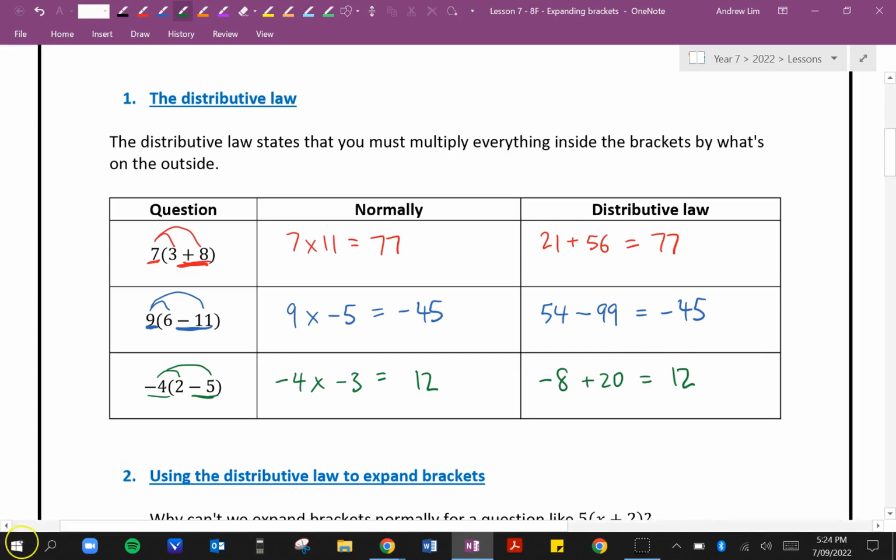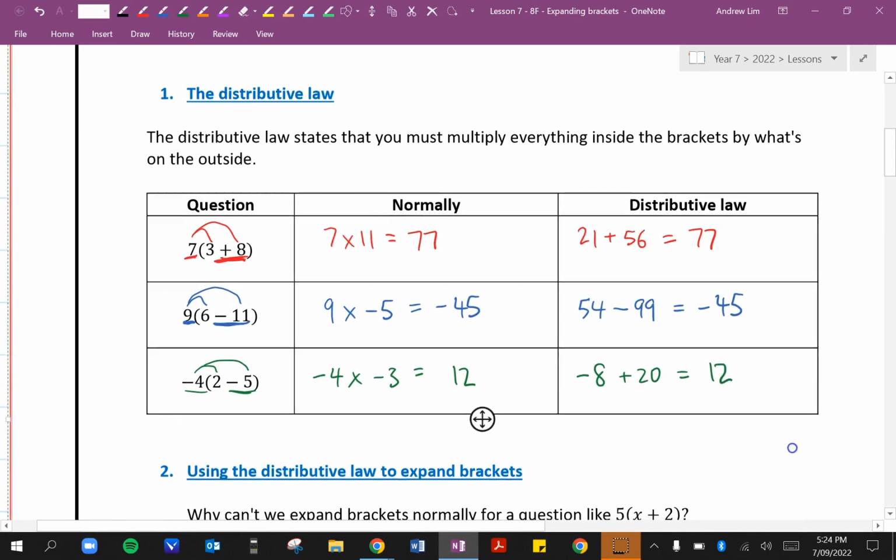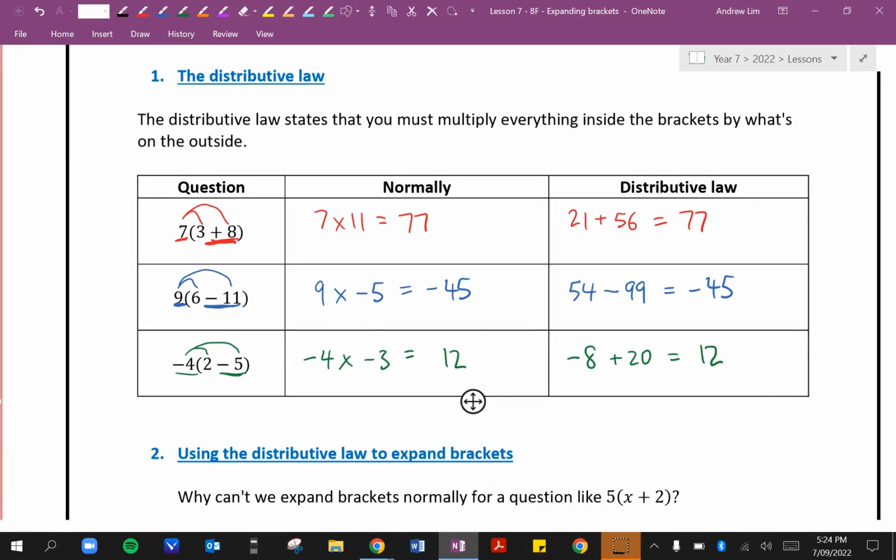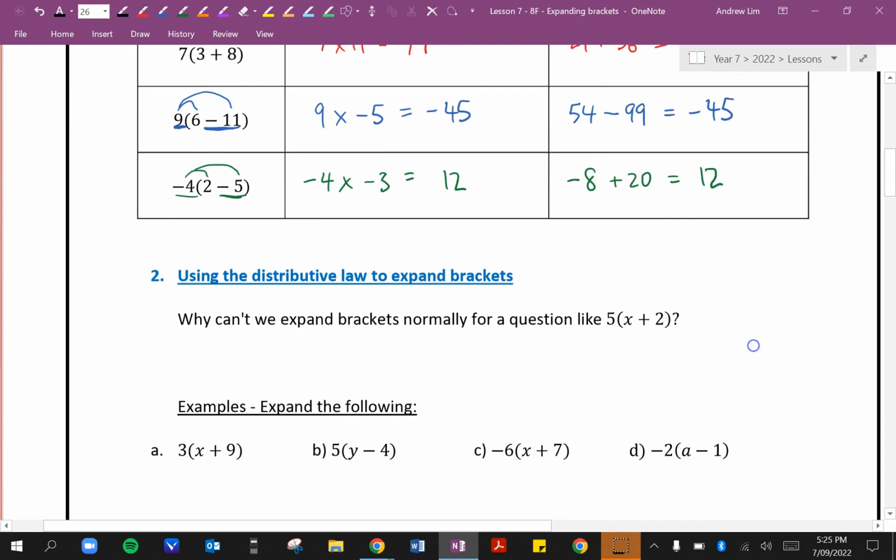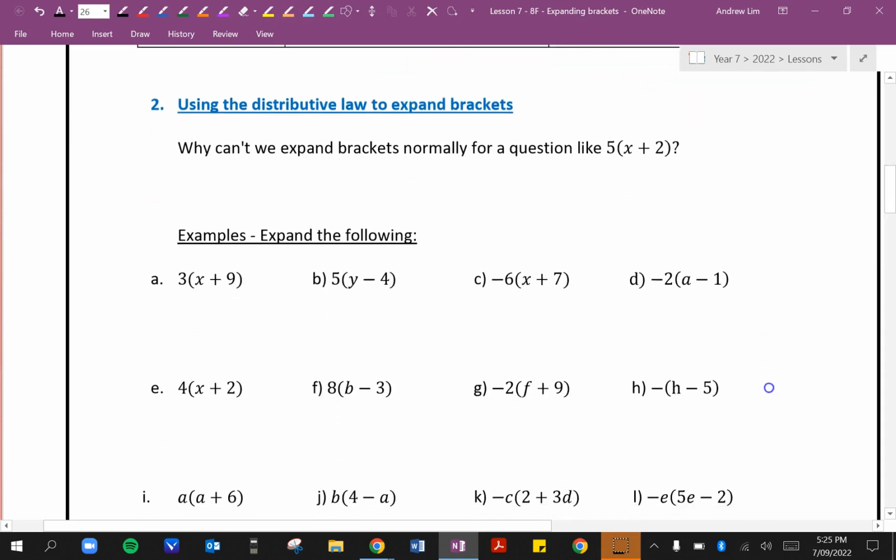Okay. Now, the most common mistake that students make is that when they use the distributive law, they forget to multiply that last one. So, they'll write 7 times 3 is 21, but then they'll just write plus 8 because of that 8 here. But that is incorrect. You have to multiply 7 by the 8 first to give you 56, and then you can add them. Okay?